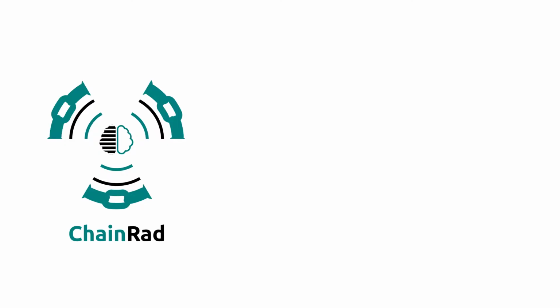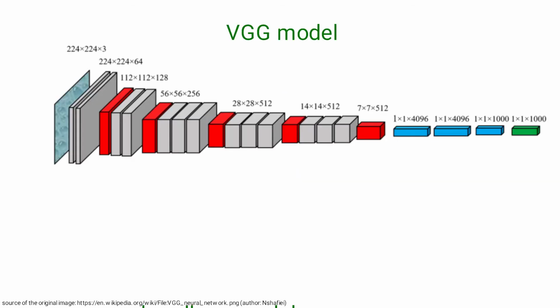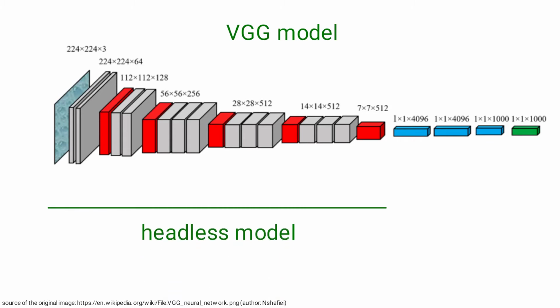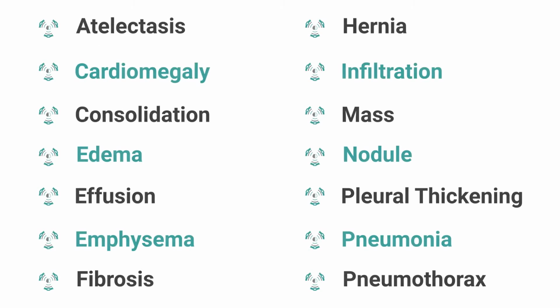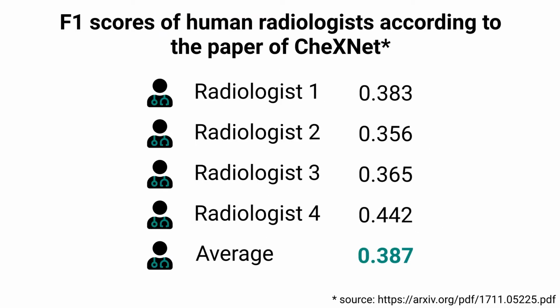ChainRad uses common pre-trained models, like VGG, ResNet, DenseNet or GoogleNet as headless models. Headless means that we removed the last classification layers and use only the convolutional parts of those models. We trained 14 neural networks classifiers for different diseases based on the same structure. Our goal was to reach or beat the F1 score of a human radiologist.